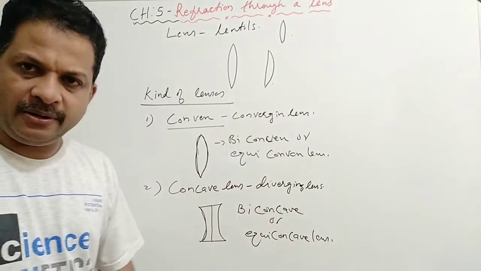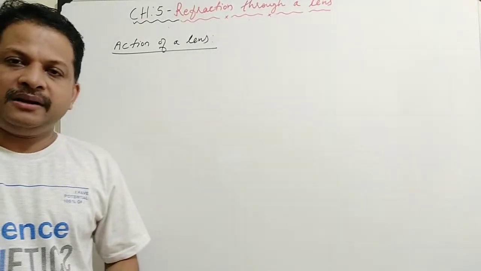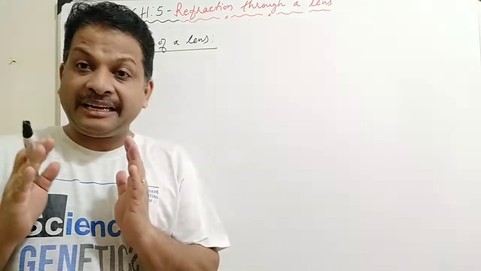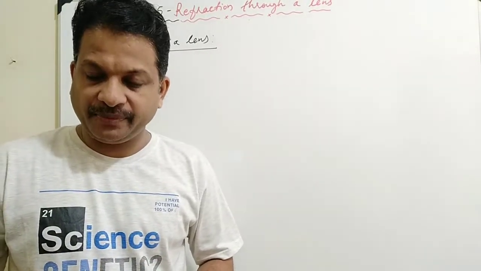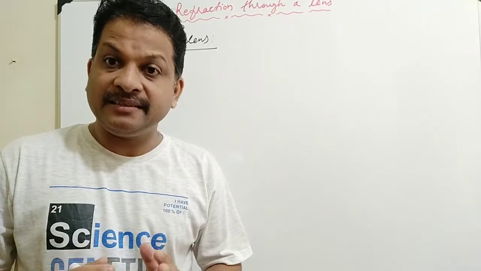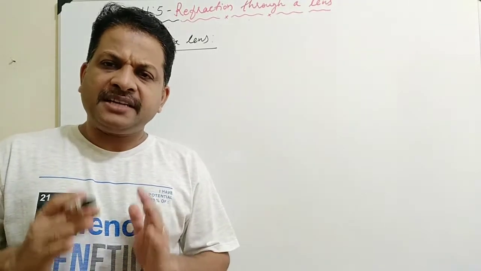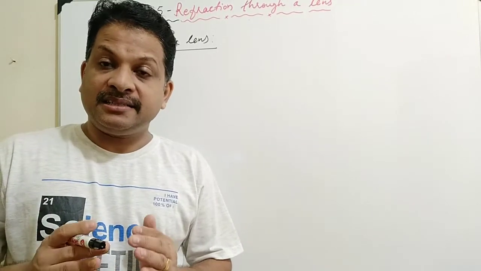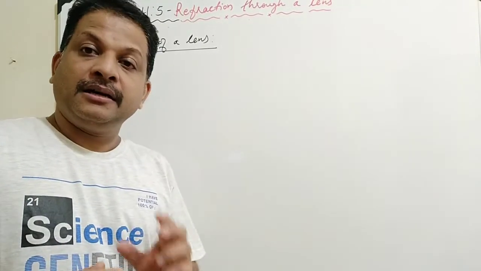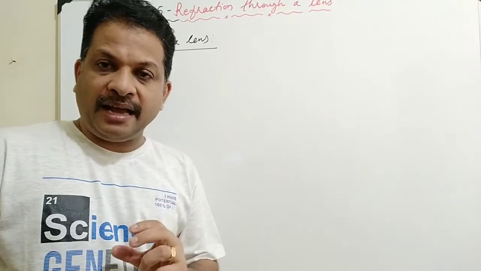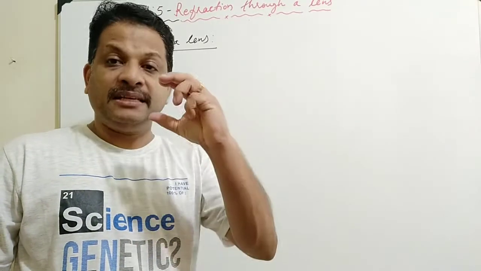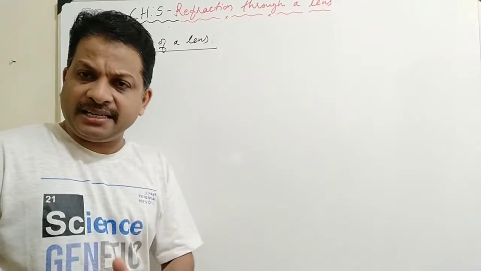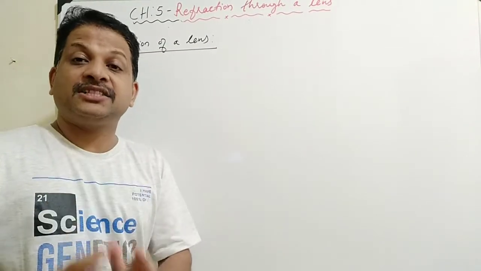Is it clear? Okay. Now let us have a look at the action of a lens, or how the refraction is taking place through a lens. The basic principle of a lens is refraction. The refraction through a lens can be understood by considering a lens as being made up of a combination of a rectangular glass slab and two prisms on either side. So the refraction through a lens can be easily understood by understanding the construction of a lens.